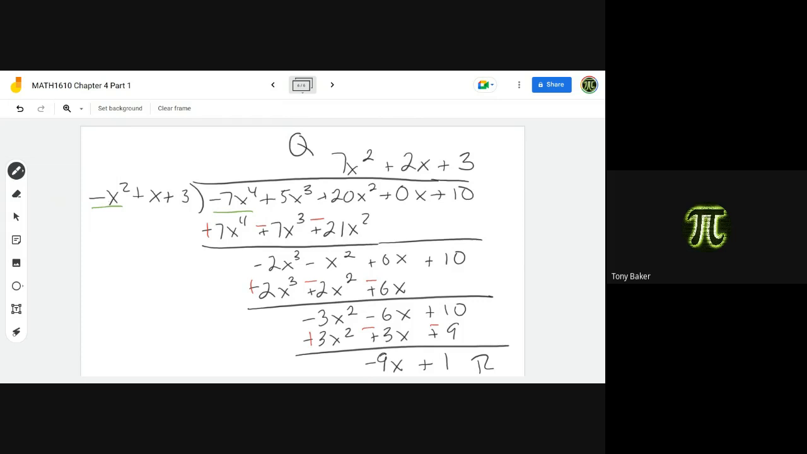Honestly, for anything other than a linear quotient, there is not an easier way to do it. For linear quotients, I'm going to show you synthetic division, which makes your life a little bit easier. And it'll help us out when we start to do some of the factor and remainder theorems.